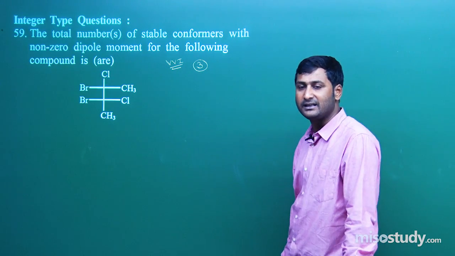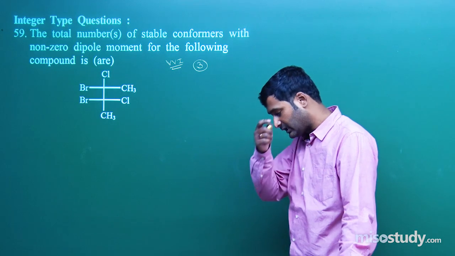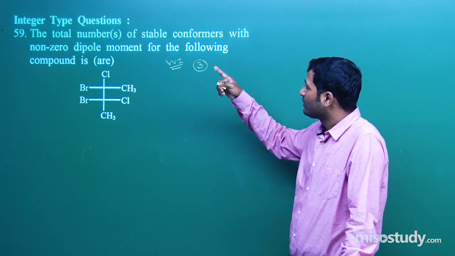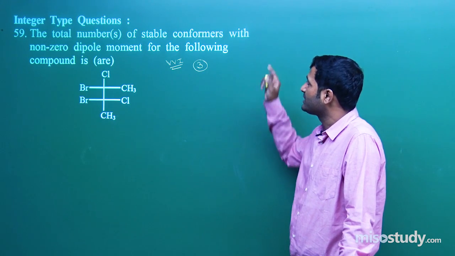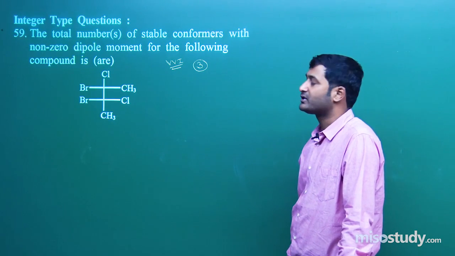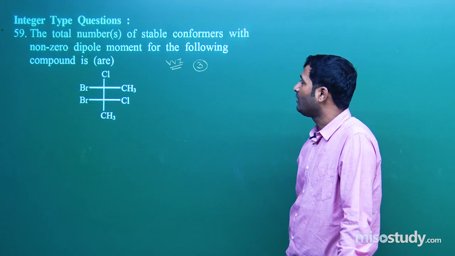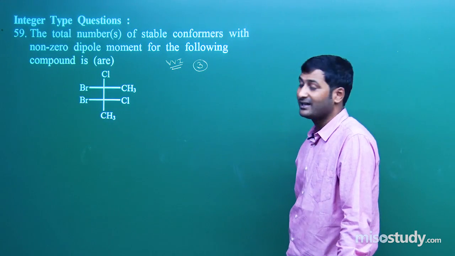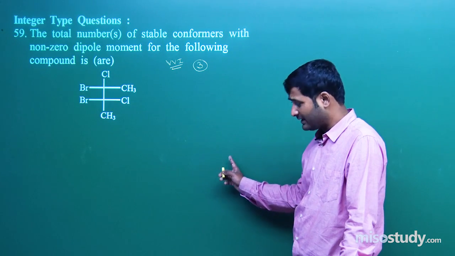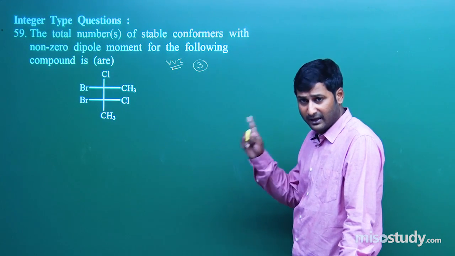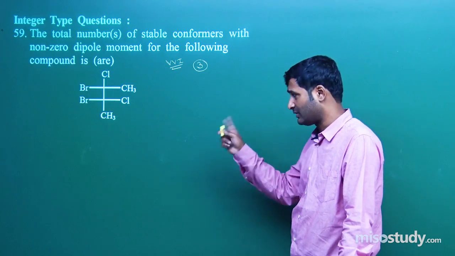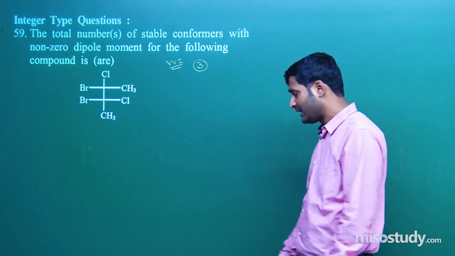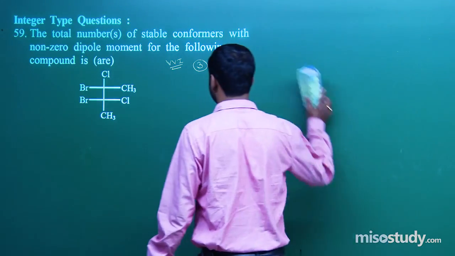But you have to solve this question. This is very simple. In ethane you have gone through the topic of conformation: staggered, eclipsed, skew. So the question is the total number of stable conformers with non-zero dipole moment, that is, dipole moment is not zero. In this case, there are 3 partially staggered. For a detailed solution, do it at home. If you have any doubt, then I will solve this question again. Clear? So I am leaving this question for your homework. Now let's move to the next question. This is question number 60.